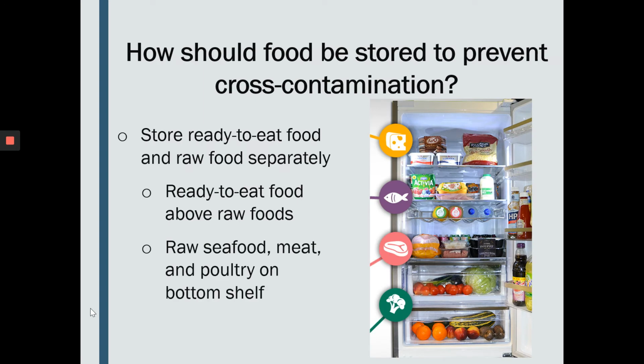Food storage methods can help prevent cross-contamination. Ready-to-eat foods should be stored above raw foods. Meat should be stored on the bottom shelf to prevent cross-contamination from meat juices. Produce can be stored in a produce drawer. If your refrigerator does not have a produce drawer, store produce above raw meat.